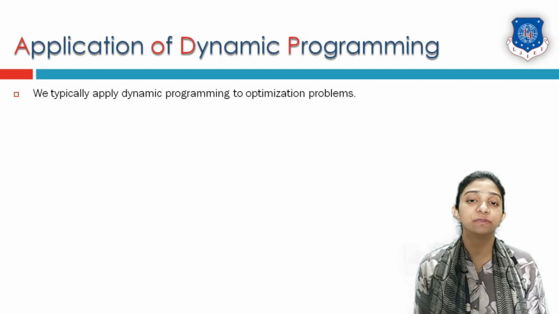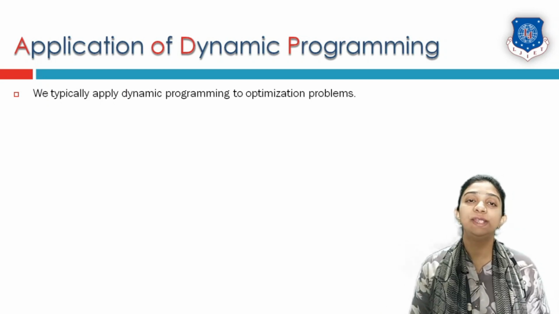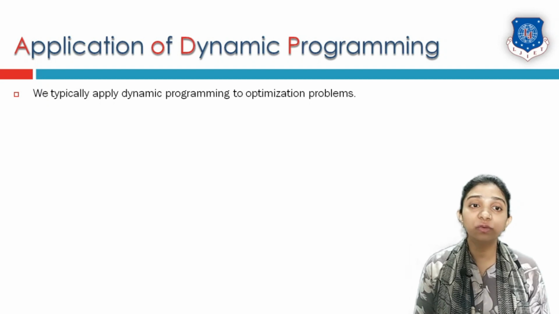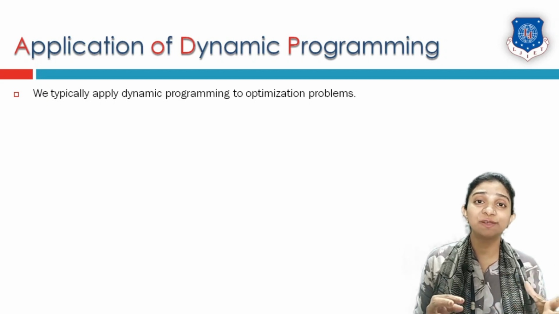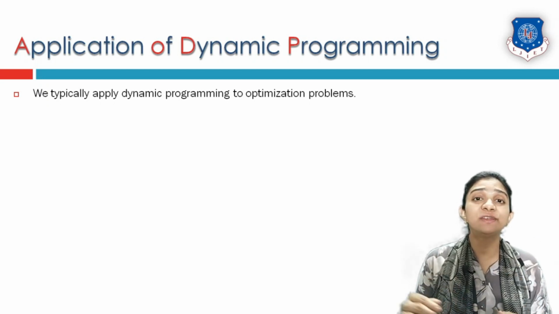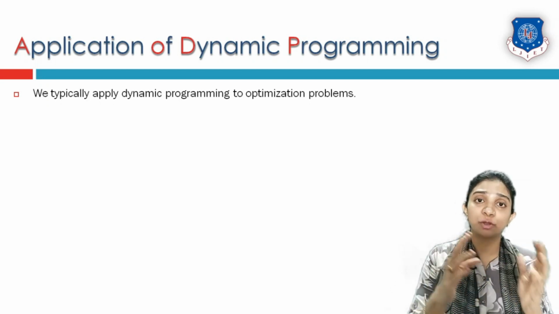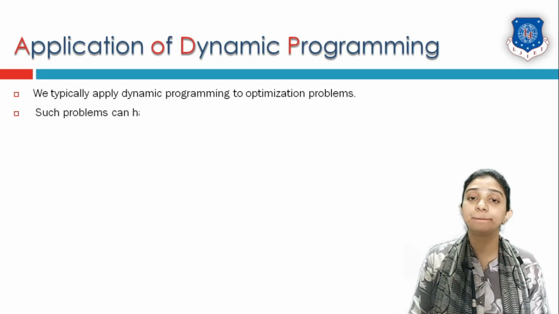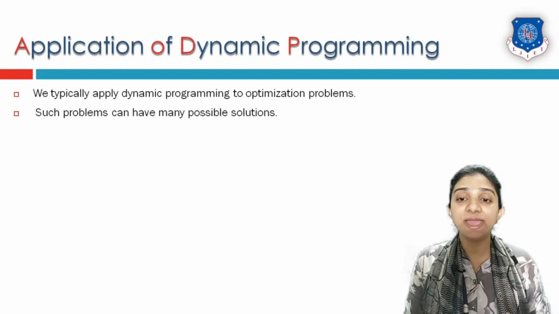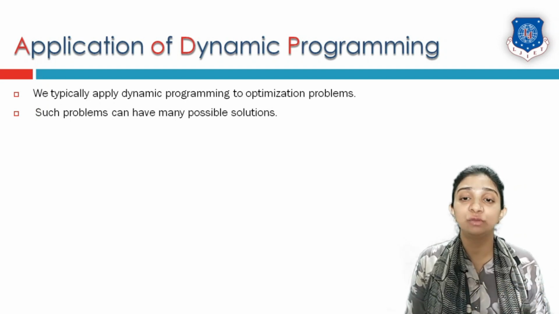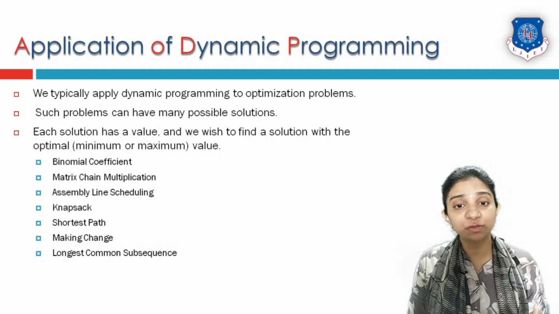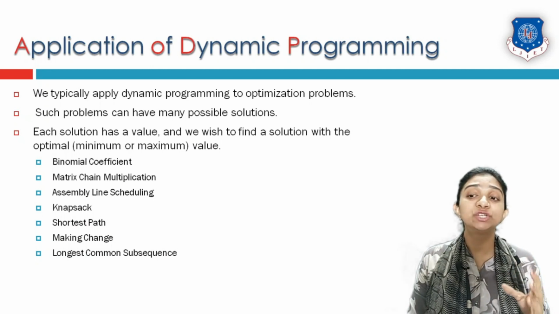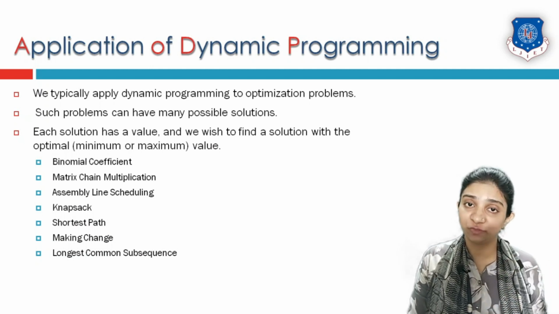Now, what are the applications of dynamic programming? Dynamic programming is applied to problems which exhibit optimization. That means problems which want to maximize something or minimize something. Those kinds of optimization problems follow dynamic programming. These problems may have multiple possible solutions, but the solution which is the best is called an optimal solution. So here we wish to find the optimal value of a solution.